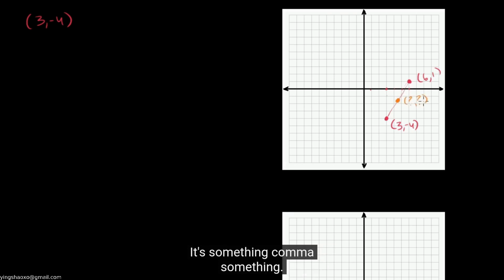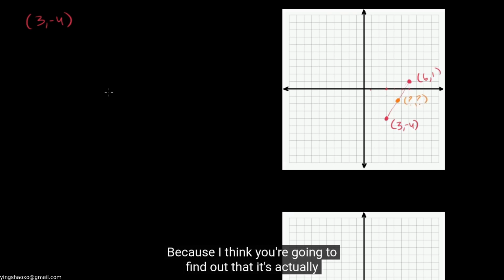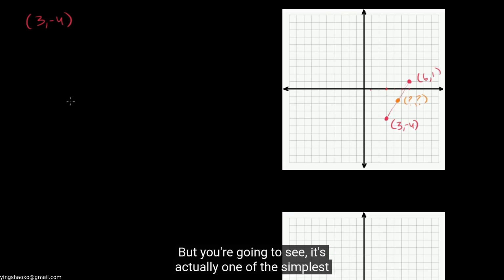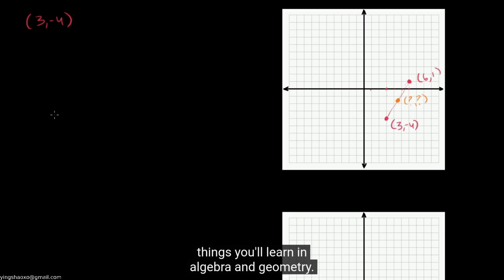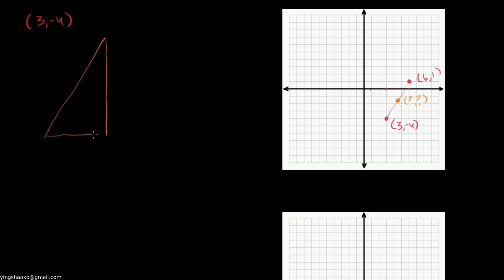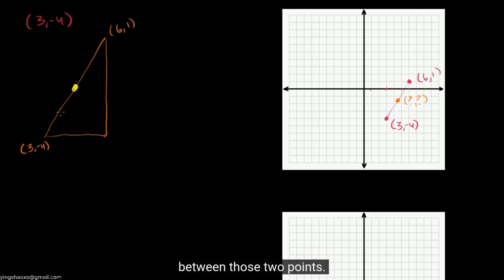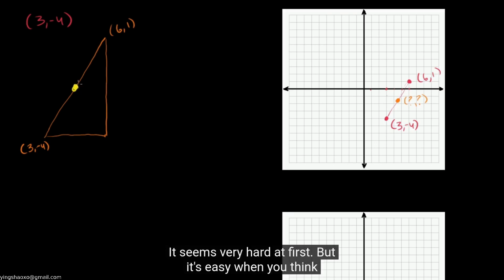It's something comma something. And to do that, let me draw it really big here, because I think you're going to find out that it's actually pretty straightforward. At first, it seems like a really tough problem. Gee, let me use the distance formula with some variables. But you're going to see it's actually one of the simplest things you'll learn in algebra and geometry. So let's say that this is my triangle right there. This right here is the point 6 comma 1. This down here is the point 3 comma negative 4. And we're looking for the point that is smack dab in between those 2 points. What are its coordinates? And it seems very hard at first.